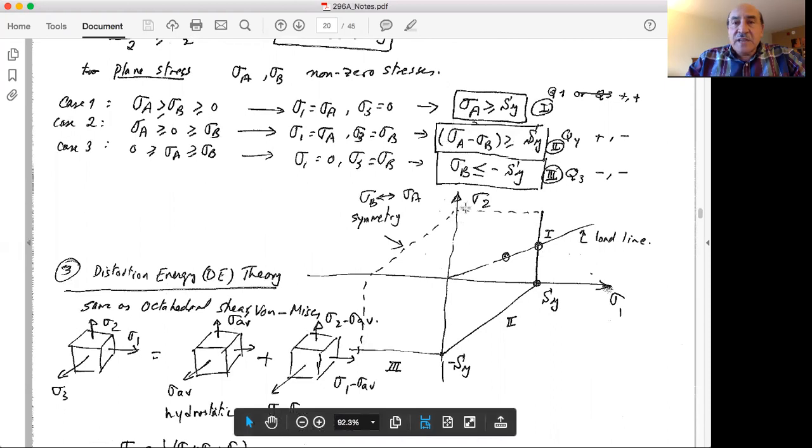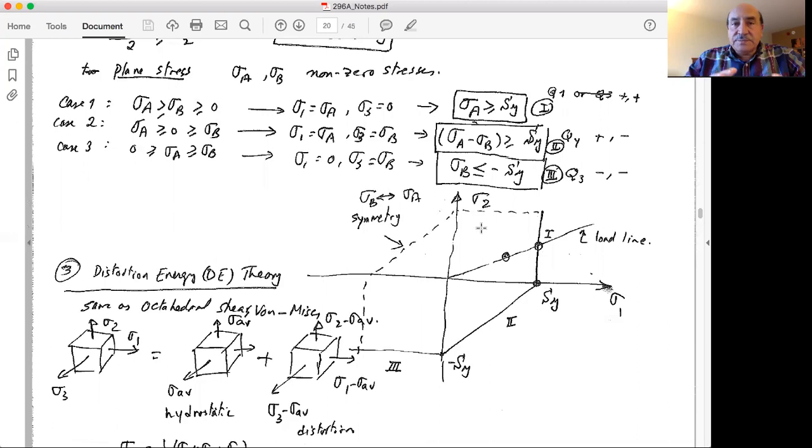hexagon, in which we have to identify the quadrant that we are working with. If it is quadrant 1, it has positive sigma 1, positive sigma 2. If it is quadrant 2, then it will have negative sigma 1 and positive sigma 2, and so on. So in this case, we have to be cognizant of which quadrant the stress state is going to be in, and then we apply the appropriate limit as we've learned in class.